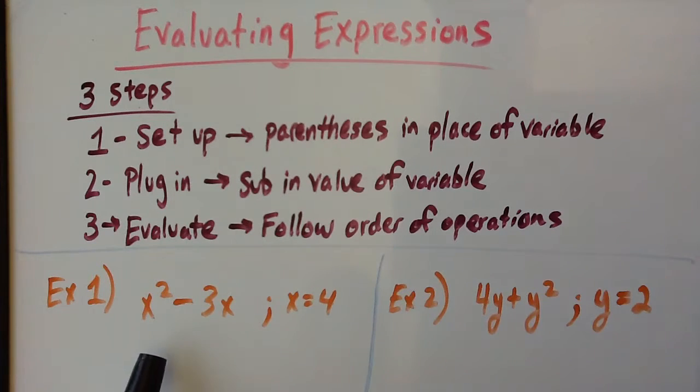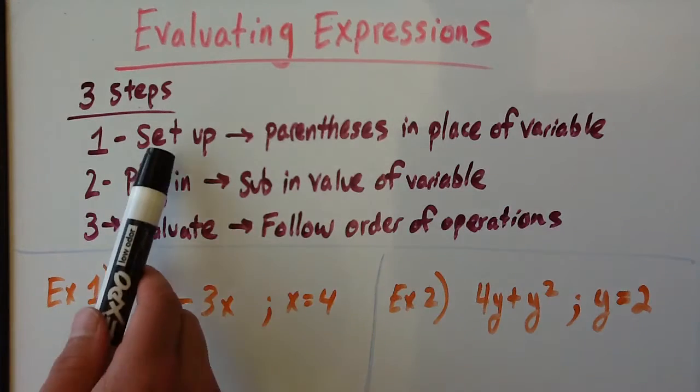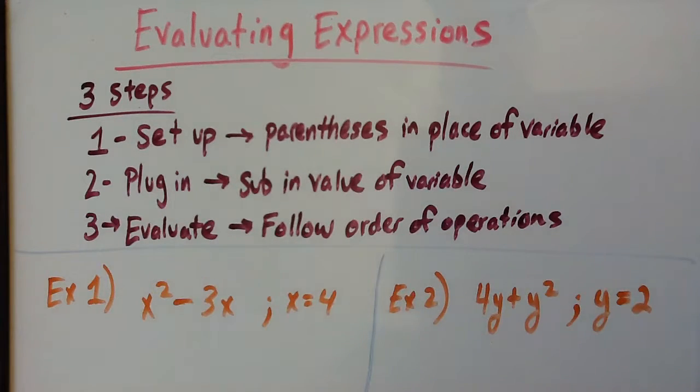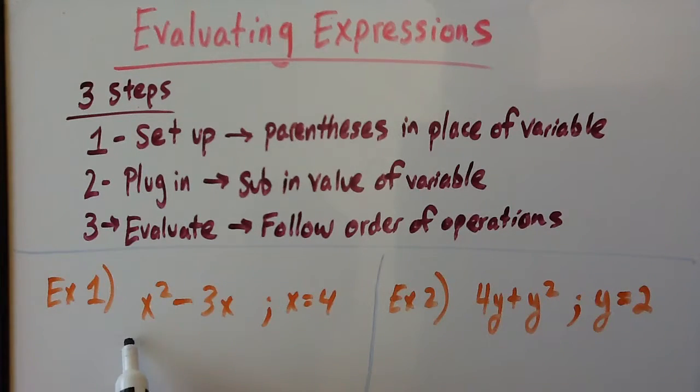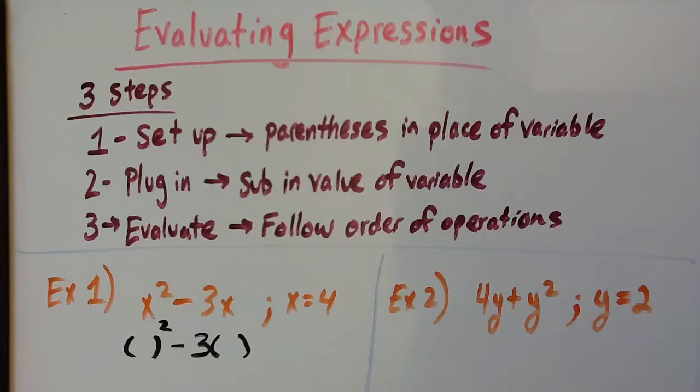So here in example number 1, we have x squared minus 3x. That's our expression, and we are told that x equals 4. So step number 1, set up. Set up the problem. Every time I see a variable, I'm just going to write parentheses in place of the variable. And so here's an x. I'm going to put parentheses instead. That's squared minus 3 times x. I'm going to put parentheses in place of the variable. So that's step 1. I've set up the problem.